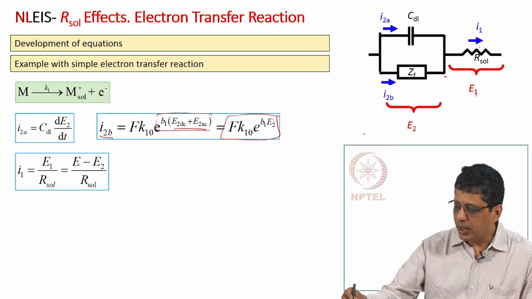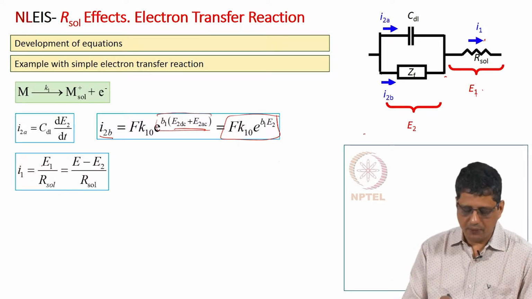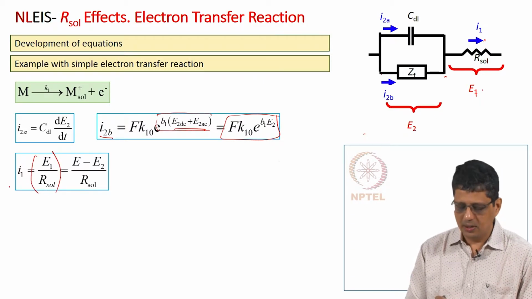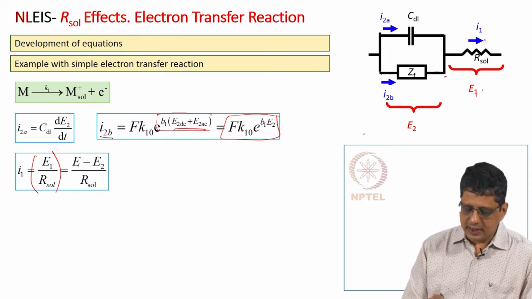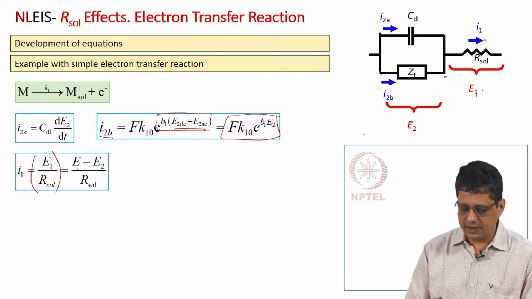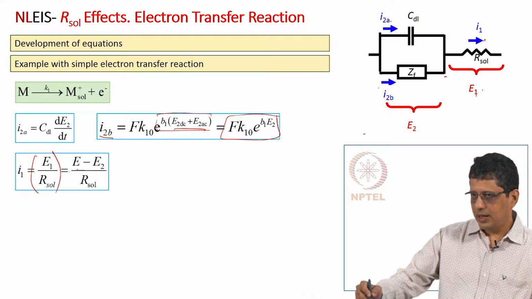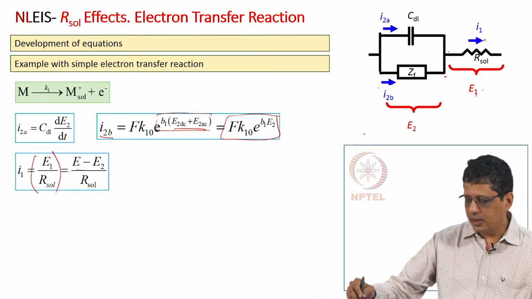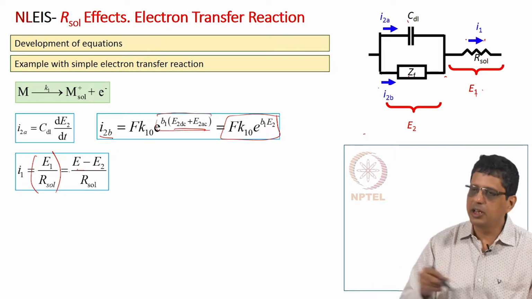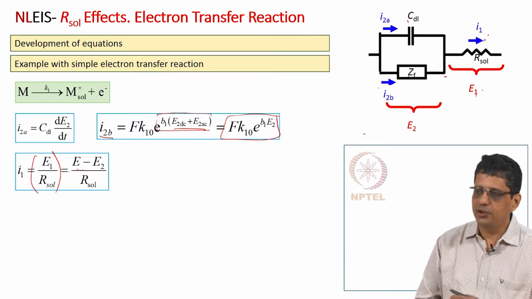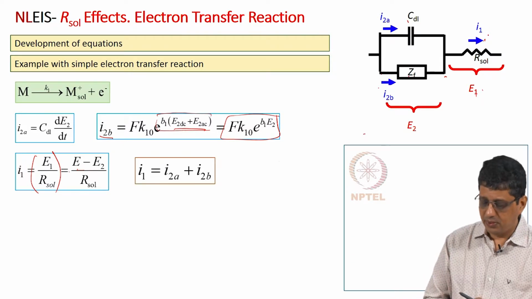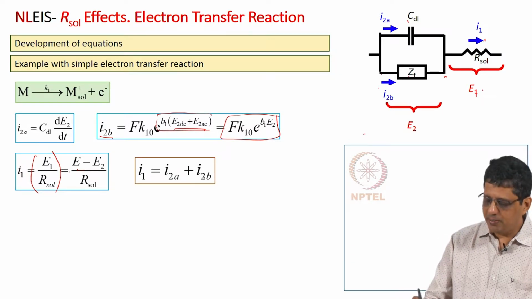Now, I1 can be related to E1 using the simple expression E1 by R solution is I1. E1 I can write as E, that is the applied potential, minus the potential drop across this interface. So, whatever current comes through the double layer and through the Faradaic process, the algebraic sum of these should be equal to the current that is passing through the solution. So, we can write I1 as I2A plus I2B.